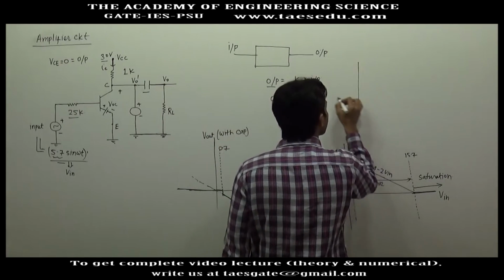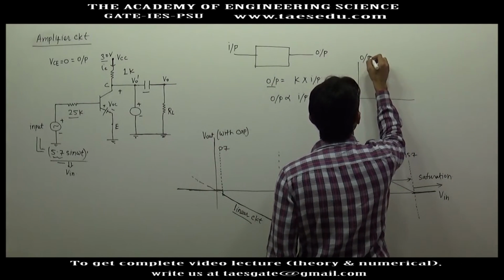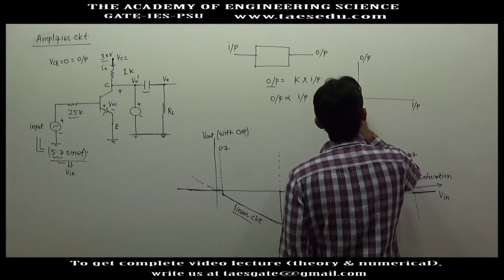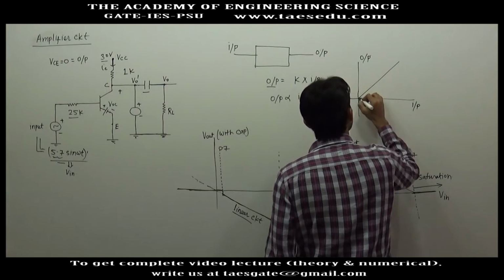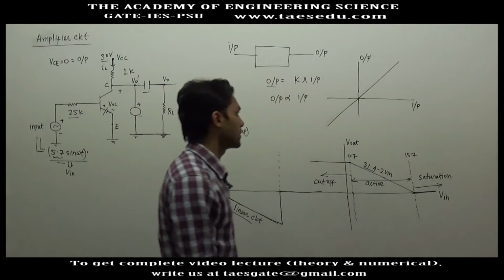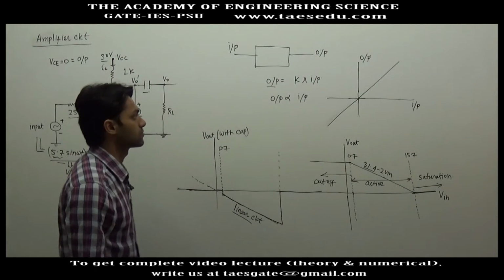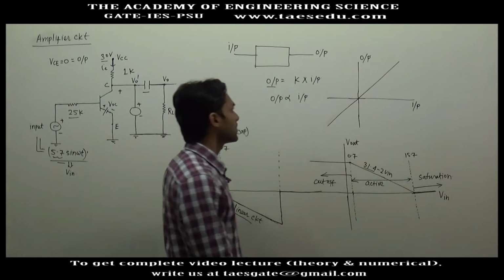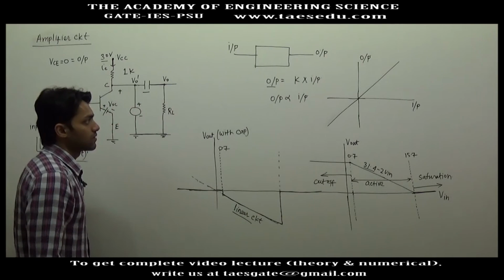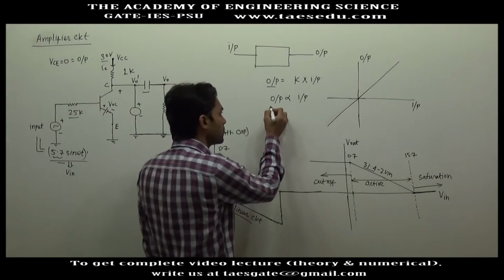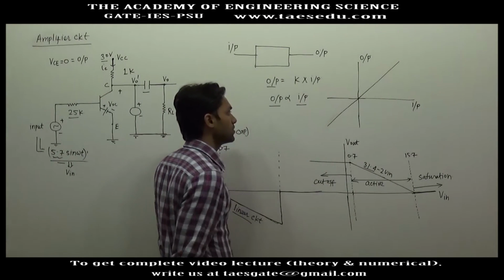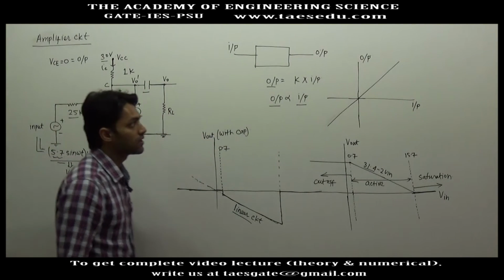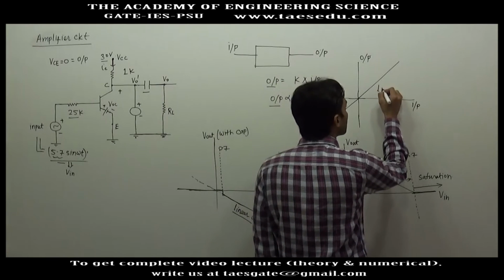So if you draw the graph of output versus input, the graph will be a straight line passing through origin. Okay, so for an amplifier circuit, the necessary condition is output must be directly proportional to input. And which type of circuit will give this kind of response? If the circuit behaves as a linear circuit.